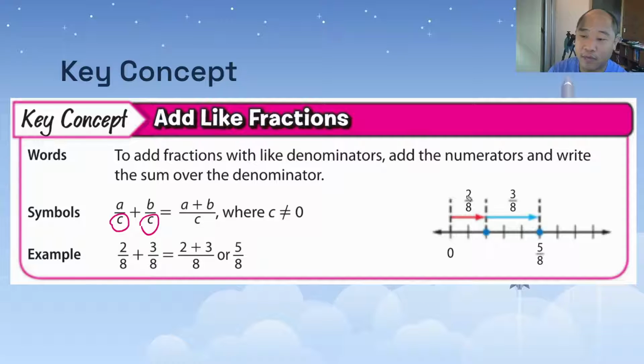So, how do you add 2 and 3? Well, the same way that we added 2 and 3 on a number line. If here's 0, we go over 2, and then we go over 3 more. And that gives us 5. 2 plus 3 equals 5.